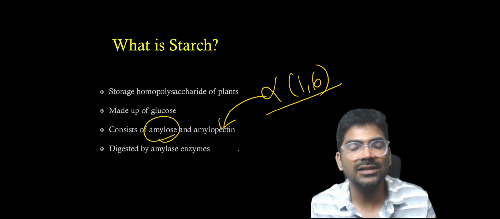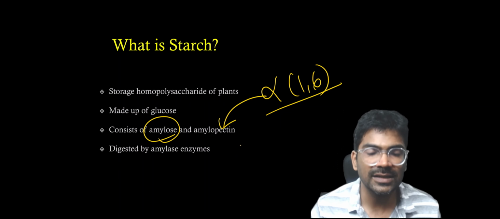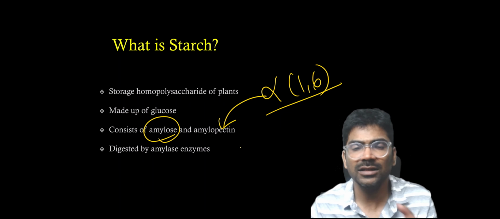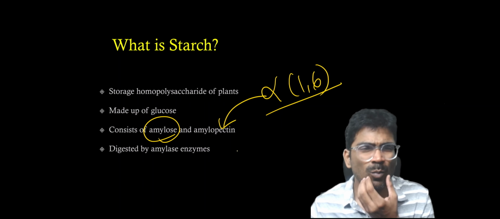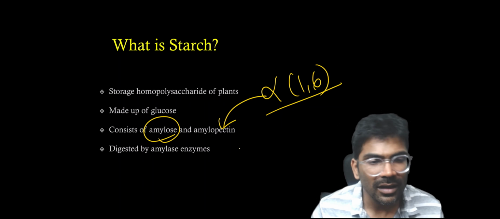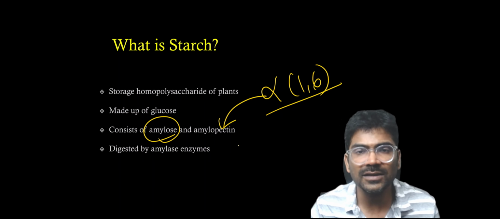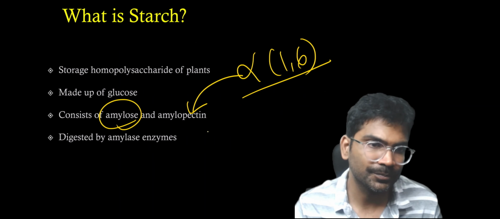Starch is digested in the intestine by pancreatic amylase. Significant action is by pancreatic amylase. In the mouth, there is an enzyme called salivary amylase. The effect is not significant.